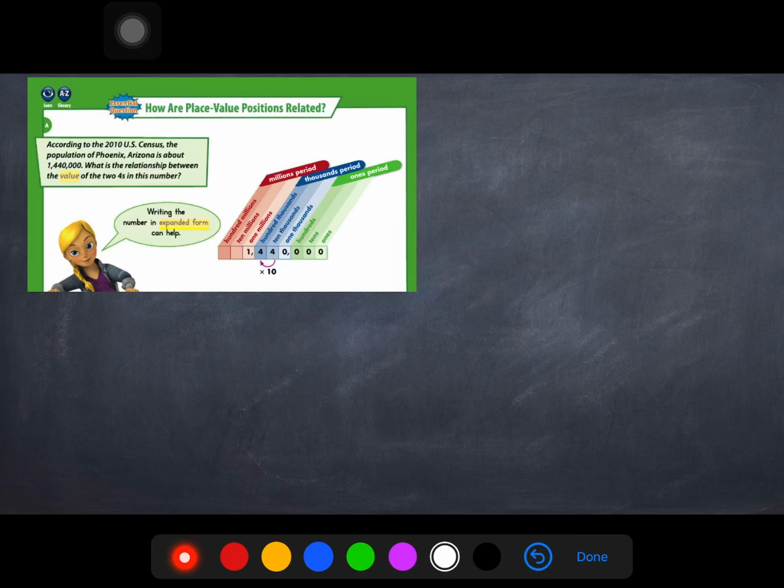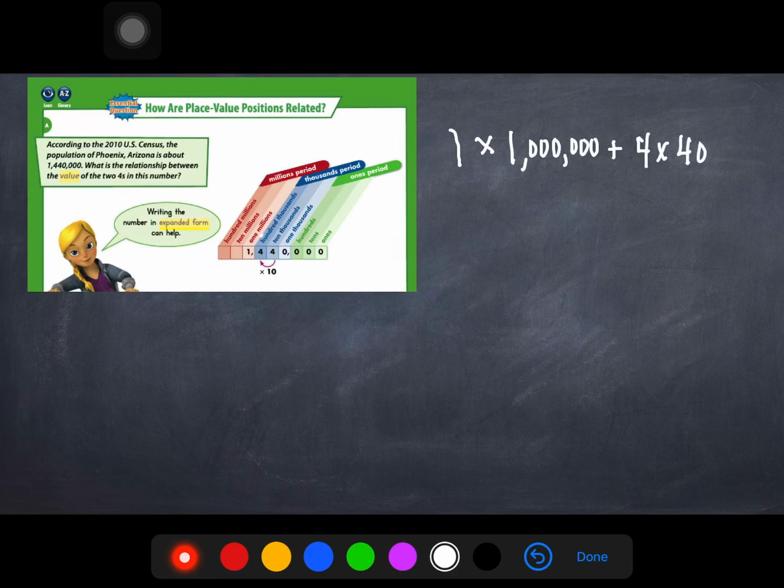In the past, you've done expanded form as 1 million plus 400,000 plus 40,000 plus zeros. We're going to write it a little bit different. We're going to write it as the digit times the place value. So I have 1 times 1 million.